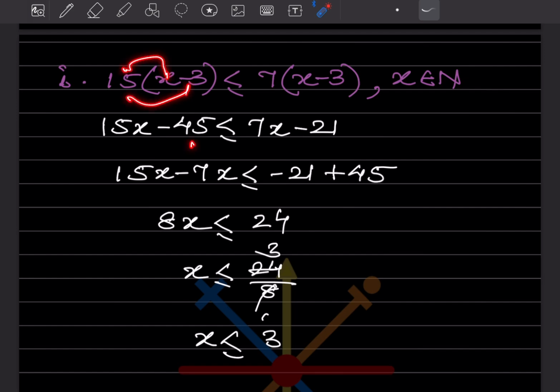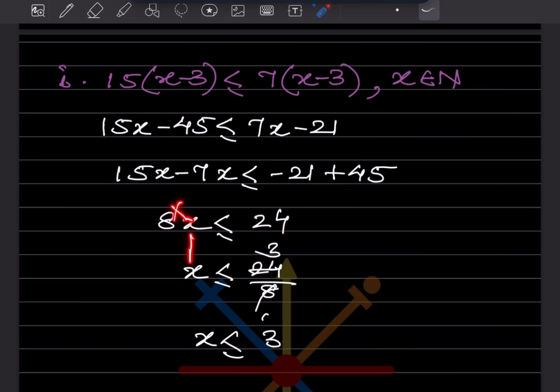15x minus 45, same here. 7x minus 21, and we have to see the natural numbers. Now see here, 15x goes to the other side, minus 7x. This is the same, minus 21. Minus 45 is going to be plus 45. This is going to be 8x, same, plus 45 and minus 21 is going to be 24.